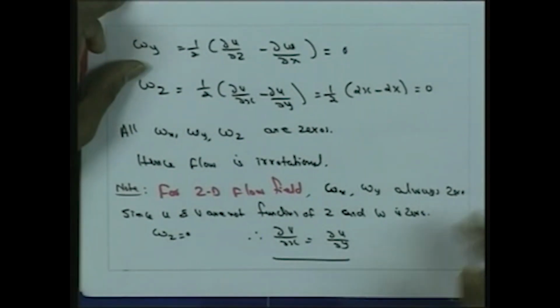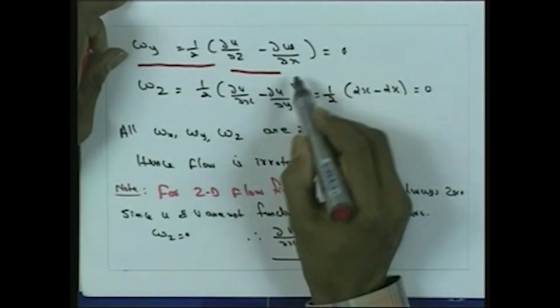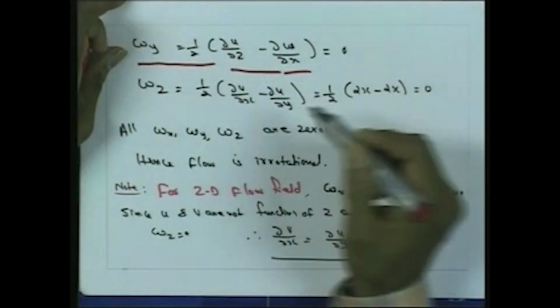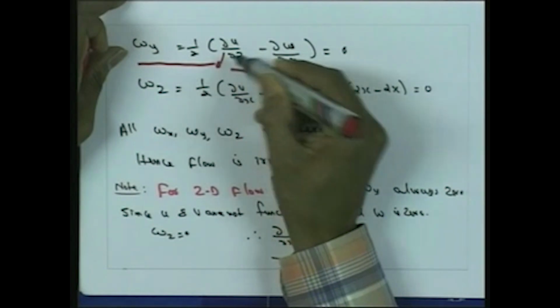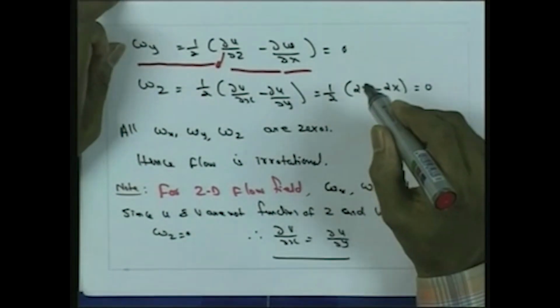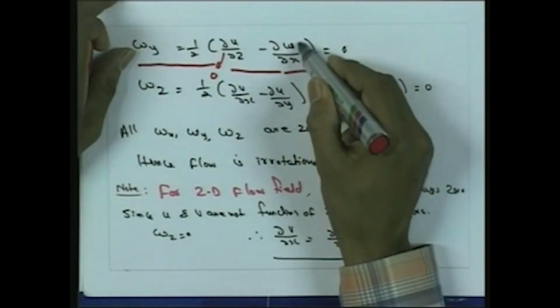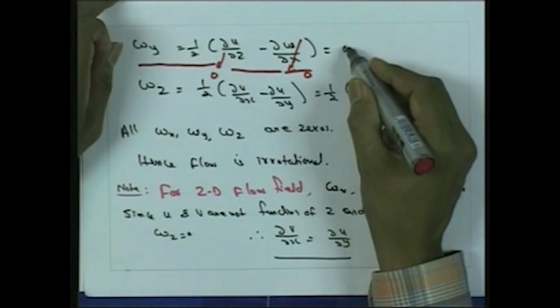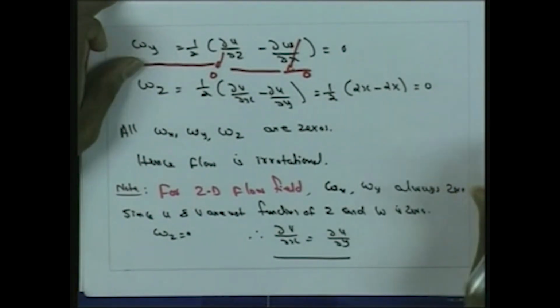Omega y, as per our definition, is half of (del u by del z minus del w by del x). Here again, for del u by del z, there is no change of velocity in the direction of z, so this also tends to 0, and w is already 0. So finally, omega y is equal to 0.